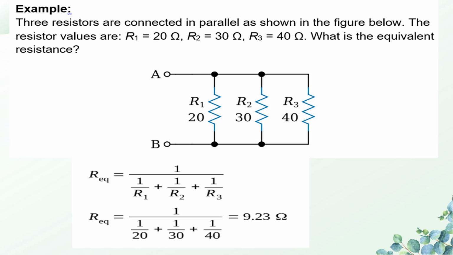Now let us look into an example. Let us consider three resistors connected in parallel as shown in the figure. The resistor values are R1 equal to 20 ohm, R2 equal to 30 ohm and R3 equal to 40 ohm. What is the total equivalent resistance? We know that for a parallel combination, R equivalent is equal to the reciprocal of 1 by R1 plus 1 by R2 plus 1 by R3. When we substitute all these values in this equation, we get the R equivalent value as 9.23 ohm.